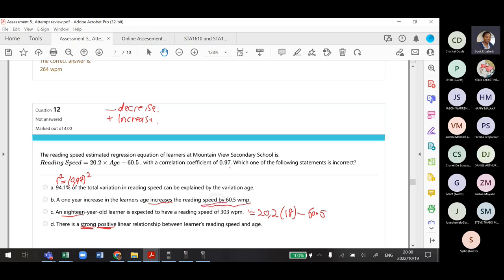Yes, because if you look at it, I didn't read all of it. This is the problem, hence why it is incorrect. So this is correct, that is correct, that is correct. This would have been correct if they used 20 point, because this is the definition of the slope, and the slope is this value here. This is the intercept.